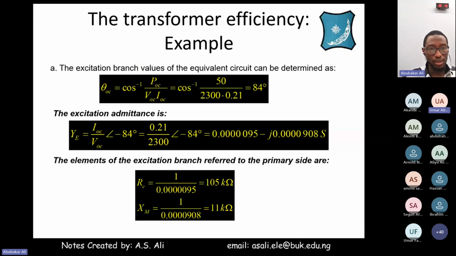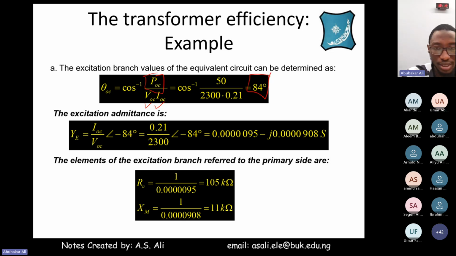Okay, so the first thing is to always find the excitation branch. We want to know the power factor, which the angle here is 84 degrees, because we know the open circuit power. We know the voltage open circuit from our experiment. We know the I open circuit. Multiply, putting everything here gives us 84 degrees.